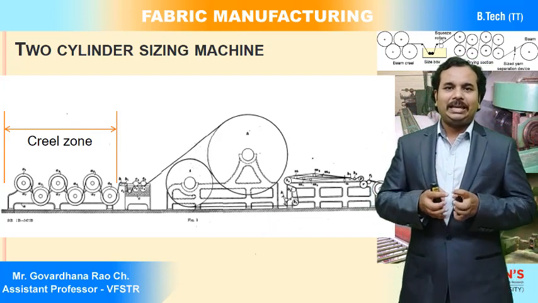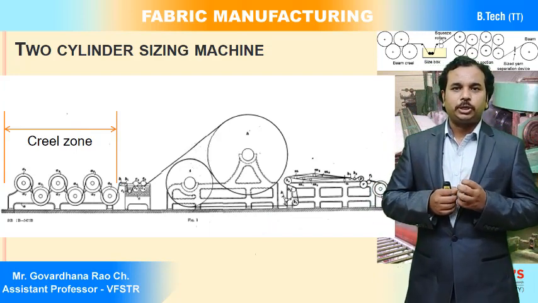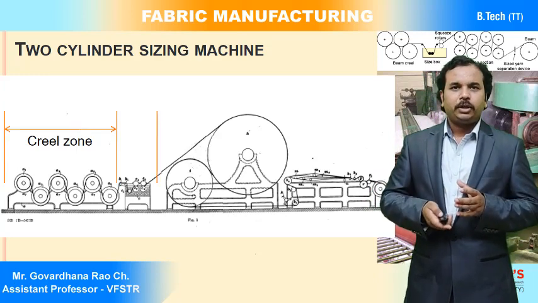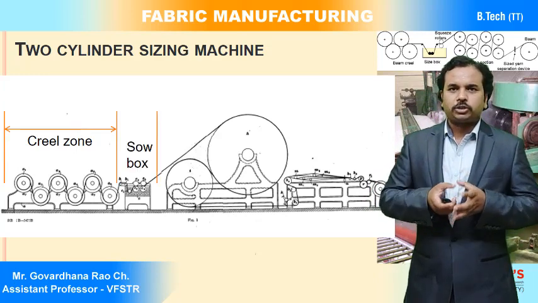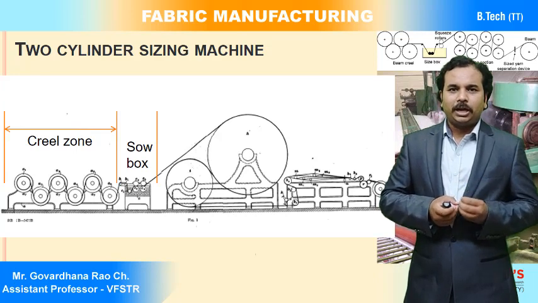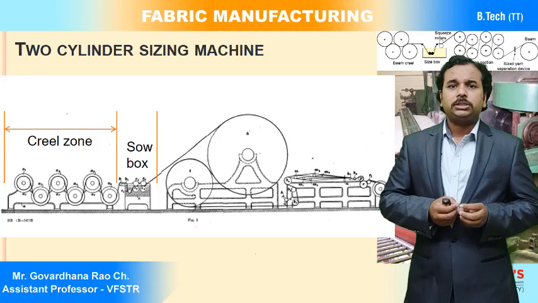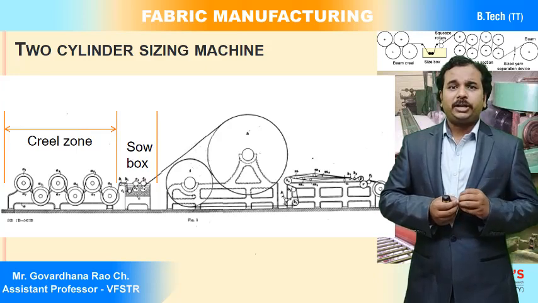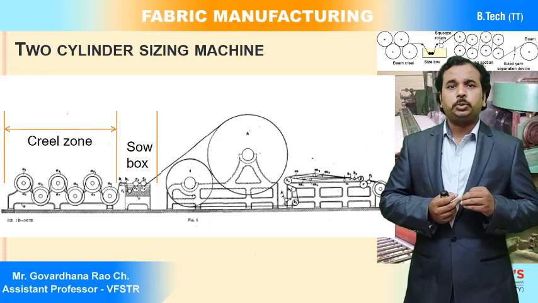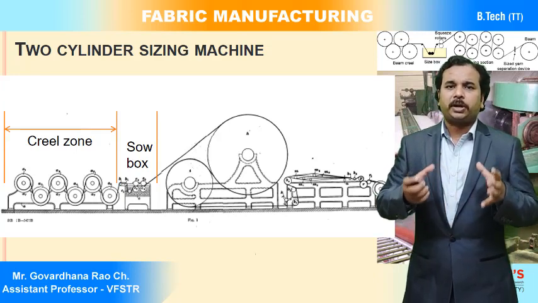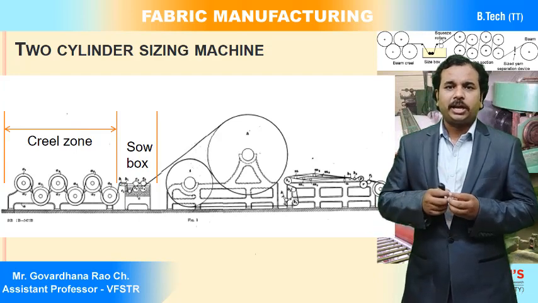where exactly the size paste application is done. In the sow box or size box, we pour the size paste, and the warp sheet coming from the creel section is passed through the rollers. The sow box we will discuss in detail in the further slides.